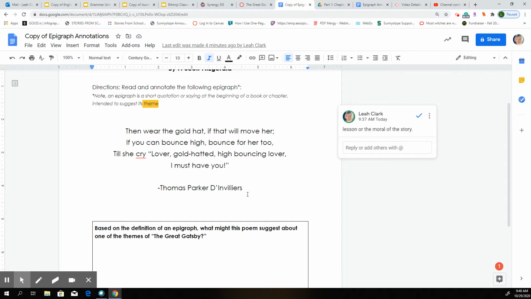Then wear the gold hat, if that will move her. If you can bounce high, bounce for her too, till she cry, lover, gold-hatted, high-bouncing lover, I must have you.